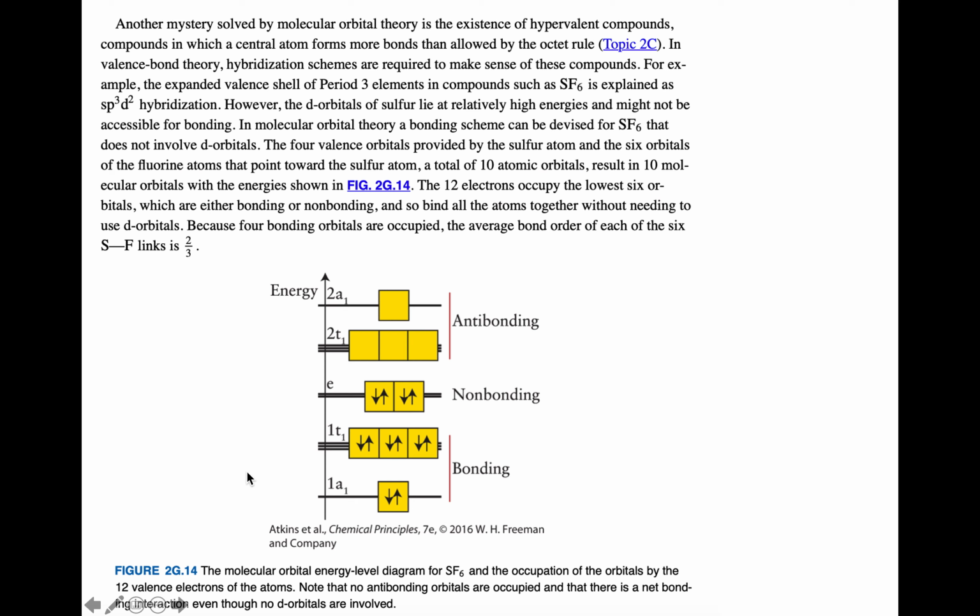Another idea that Atkins has is when it's looking at the molecular orbital theory to explain the bonding in SF6. So this is one that he tentatively brought up when he was introducing valence bond theory.